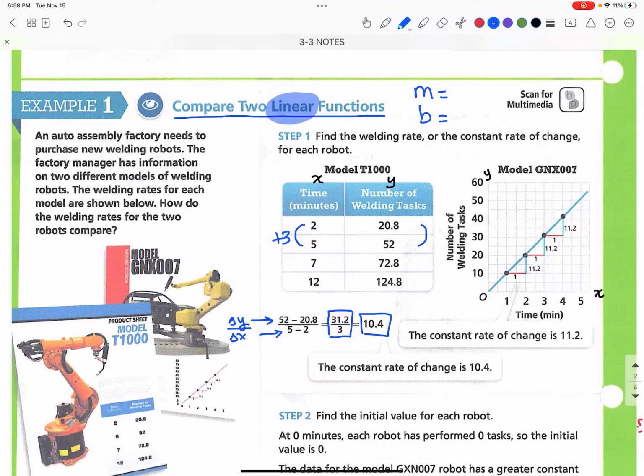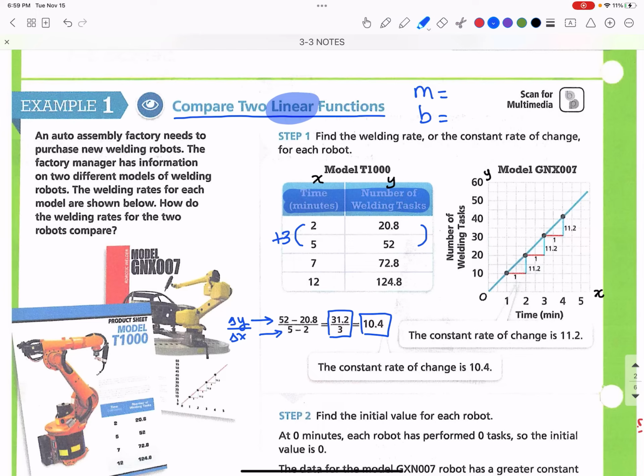So for the model T1000, these are two different robots that can build, what's it say? It says assembly factory, welding robots, and this is the number of welding tasks that these robots can perform per minute. And where do I get that information? I get that information from right here, right? It's the number of welding tasks that these robots can do per minute.